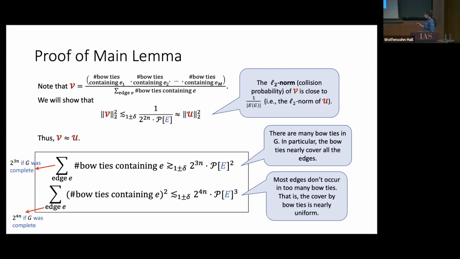So quantitatively, these are the bounds we get. We show that the total number of bow ties is at least 2 to the 3n times the measure of E squared. If G was a complete graph, you would get exactly 2 to the 3n bow ties. So this is the total number of bow ties ever possible. And this first equation is saying that you're off by a factor of the measure of E squared. For the second equation, we show that the sum of squares of the number of bow ties containing an edge is at most 2 to the 4n times the measure of E. So 2 to the 4n is what you would get if your graph was the complete bipartite graph. And this is saying that you're off by a factor of the measure of E.